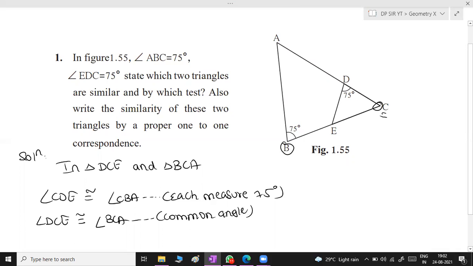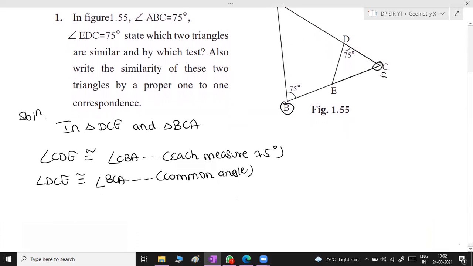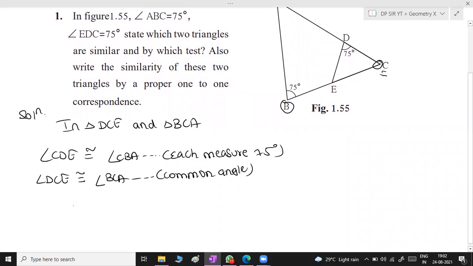Now we had studied the first test, that is the double A test of similarity. Therefore, triangle DCE is similar to triangle BCA. This is the sign of similarity, and this is similar due to the double A test of similarity. Since it's the first question, I am writing everything in a proper way. From the next question onwards, I will just be explaining to you. And write the one-to-one correspondence. They have asked to write the correspondence too.